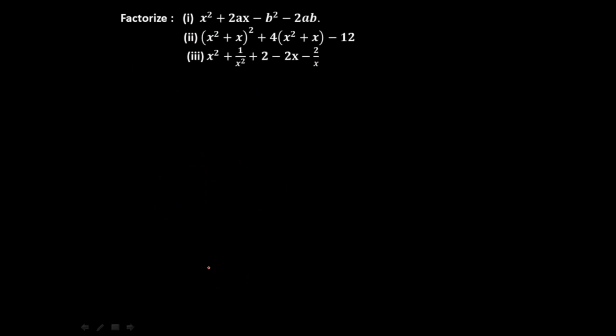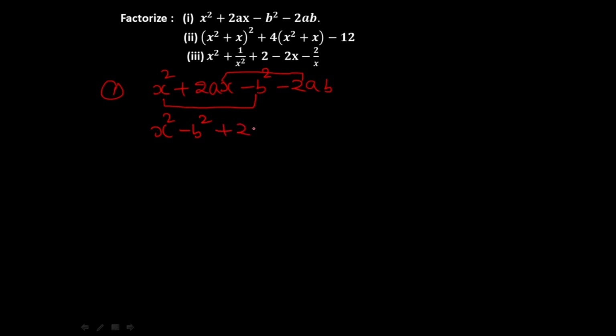Next question is comprised of three different parts, and the very first part is x square plus 2 times ax minus b squared minus 2 times ab. Again, I am repeating, my dear, there can be another way to solve this question, to factorize this. What I'm going to do, I'm combining these two and these two separately. How? x square minus b square. Write the pending terms as this: 2 times ax minus 2 times ab.